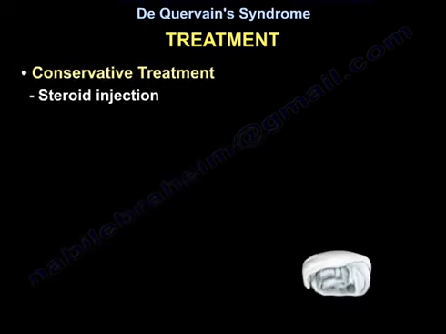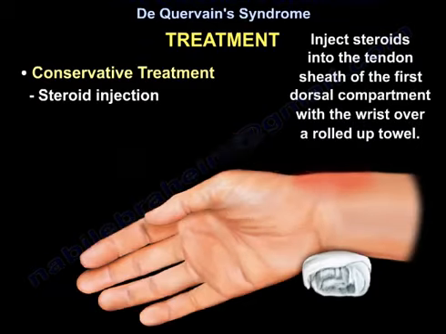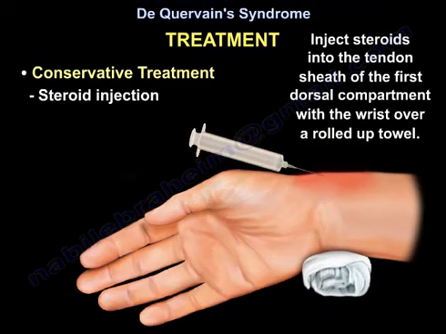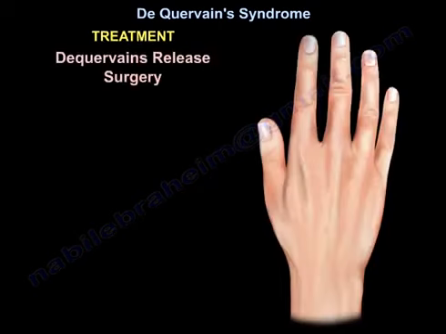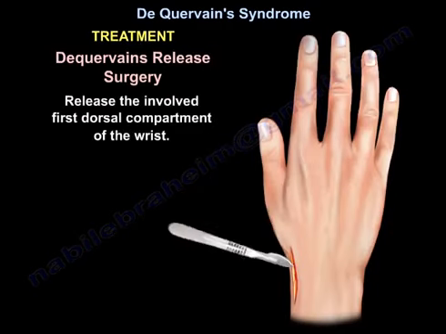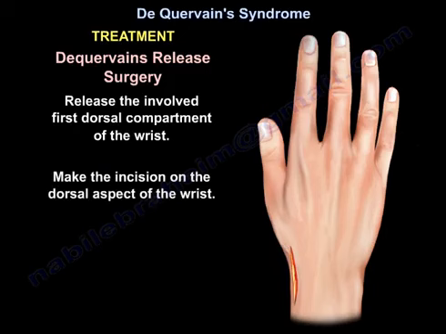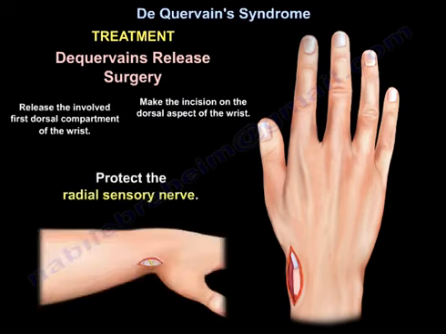Steroid injection. Inject steroids into the tendon sheath of the first dorsal compartment with the wrist resting over a rolled up towel. Surgery. Surgical release of the first dorsal compartment of the wrist. Make the incision in the dorsal aspect of the wrist. Protect the radial sensory nerve.